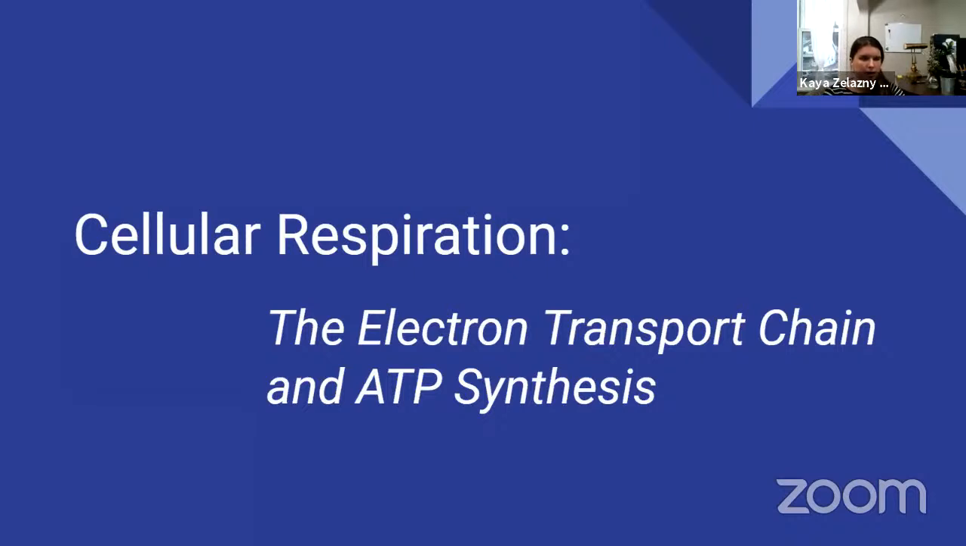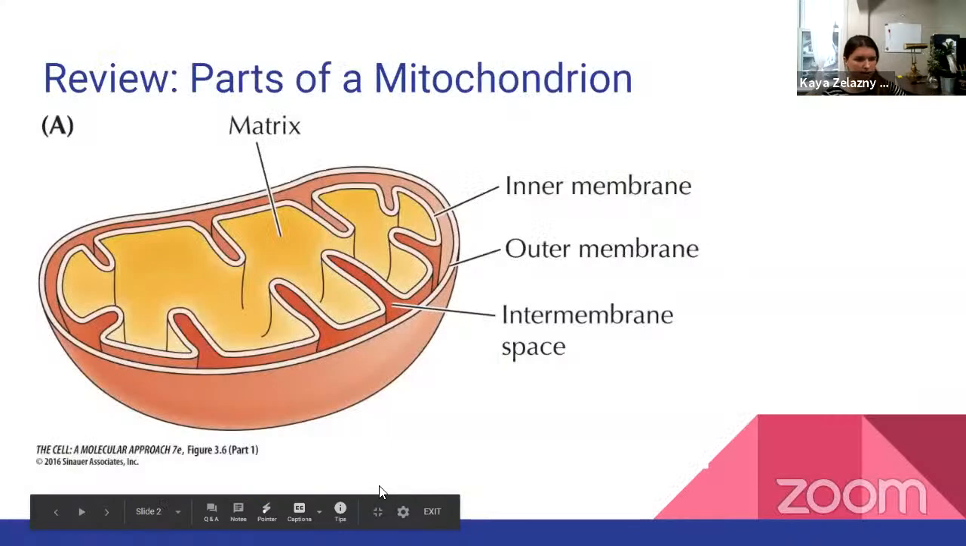Okay. So picking up with the end of cellular respiration. So right now we're talking about aerobic cellular respiration, so the kind that requires oxygen. This is where the oxygen is actually going to come into play when we talk about the electron transport chain and ATP synthesis, otherwise known as oxidative phosphorylation.